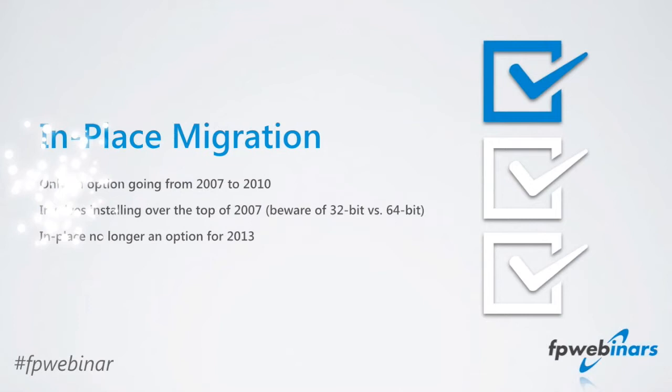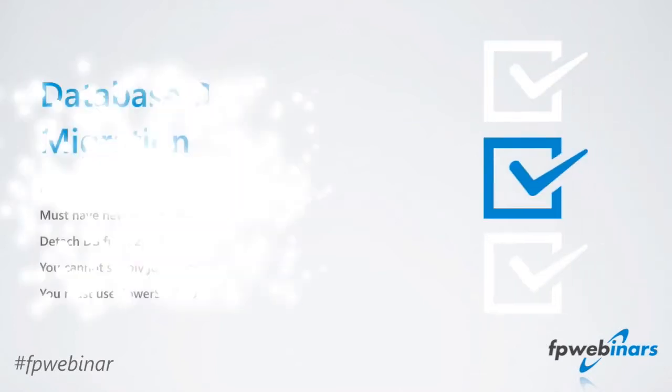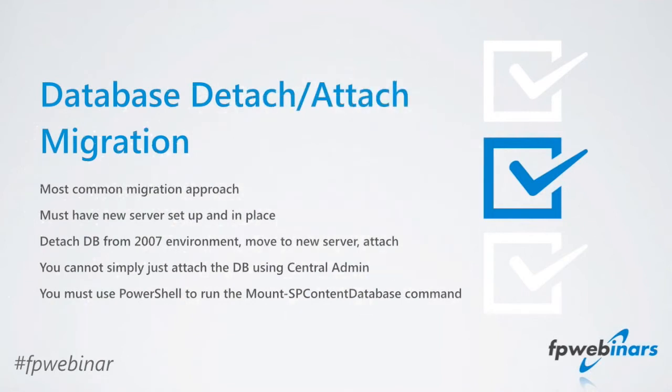Second option is the database detach attach. This is probably the most common approach to migrations. You have to have a new server with 2010 in place or 2013, depending on what you're upgrading to. And that essentially just means you detach the database from its current environment, move it over to the new server, the new environment. And you don't simply just attach in Central Admin. You must attach it to the SQL instance, and then from there, use PowerShell to run the Mount-SPContentDatabase command, and this essentially kicks off the upgrade process, and you can monitor that progress in Central Admin.